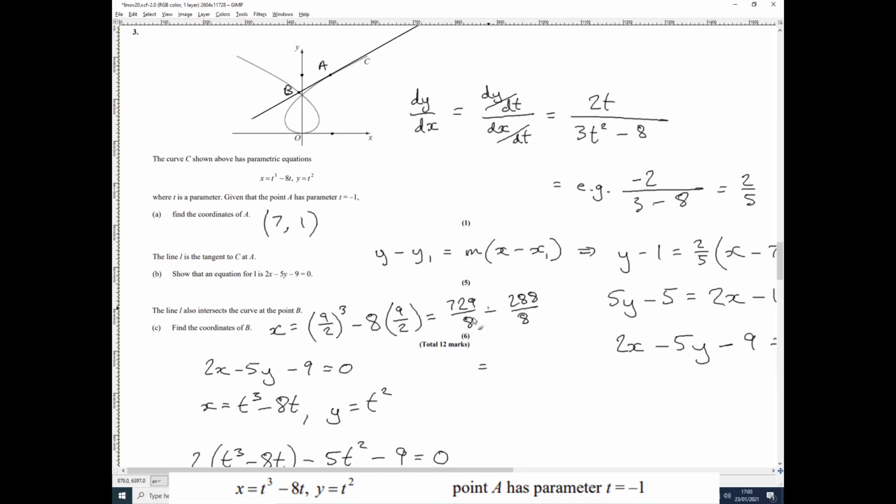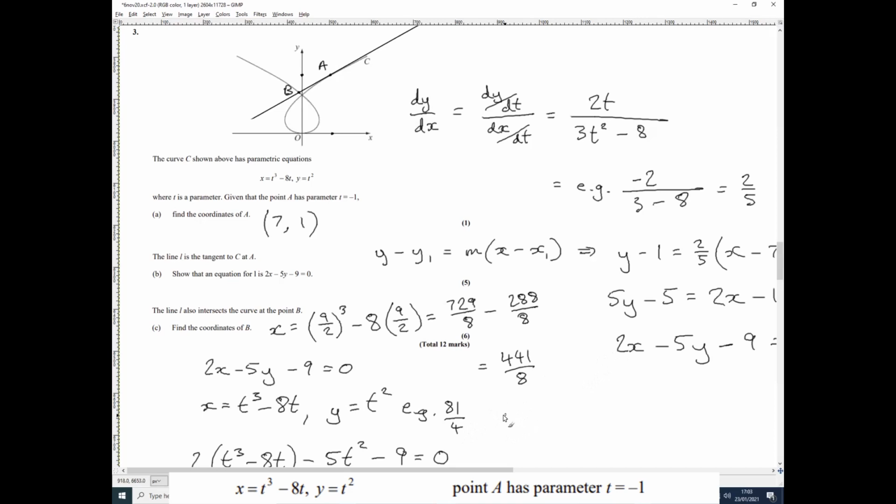So how many over 8 then? Okay, then we have 729 minus 288, that's 441. Excellent. Blimey, it's not very nice, is it? But let's assume it's not due to mistakes we've made. And then y would equal 9 over 2 squared, which is 81 over 4.